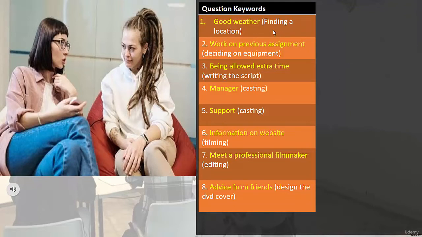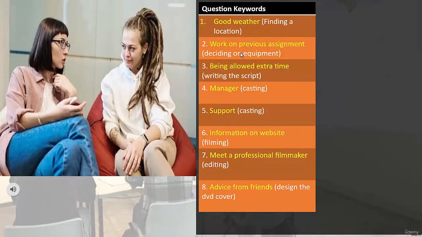So for example, when he talks about finding a location, you already know the answer is good weather. You're listening for and you want to write down what words he says that's related to good weather. What words, when he talks about deciding on equipment, does he say that's related to working on a previous assignment? The goal of these quizzes here is to help you with recognizing paraphrasing and synonym language, because that's how you have to hear answer choices. That's how you have to hear language that points to answer choices.